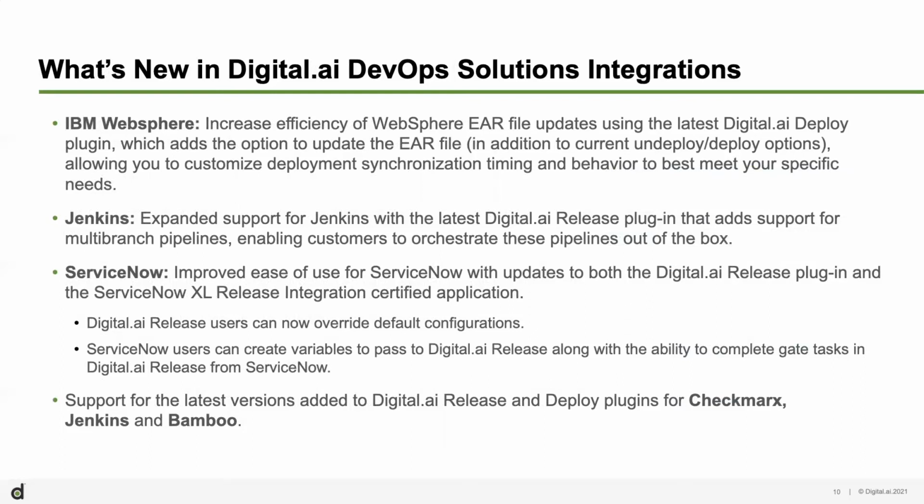So today, when you want to do an update, you actually undeploy and then you redeploy. This gives you the capability to update rather than undeploy and redeploy. And this allows you to customize deployment synchronization, timing, and behavior to best meet your needs, which of those approaches is best for you. We have Jenkins. We've updated our support for Jenkins, adding support for multi-branch pipelines. So now you can orchestrate these pipelines out of the box with Digital.ai Release.